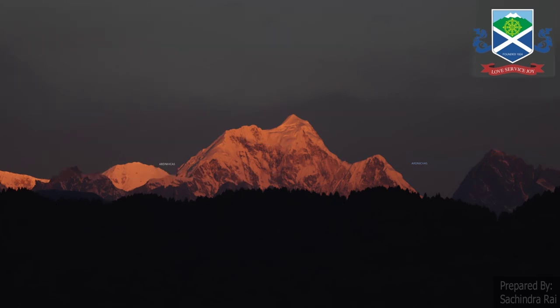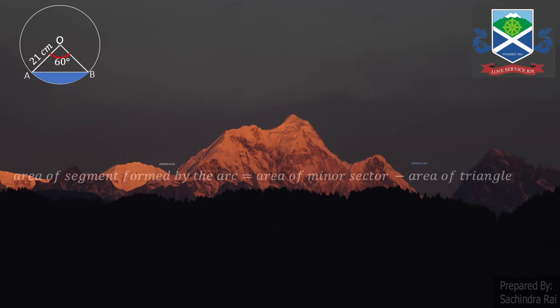Let us understand the third part of this question by redrawing this figure, that is the circle with center O and angle 60 degree and the radius as 21 centimeter. If I join A and B, we get this chord, and this chord divides the circle into two segments, that is minor segment and the major segment. We need to find out this segment, that is the blue portion of the circle, that is the minor segment. We know that area of minor segment is given by the formula area of minor sector minus area of triangle. We already have found out area of minor sector in the second part, that is equals to 231 centimeters square. So we need to find out area of triangle.